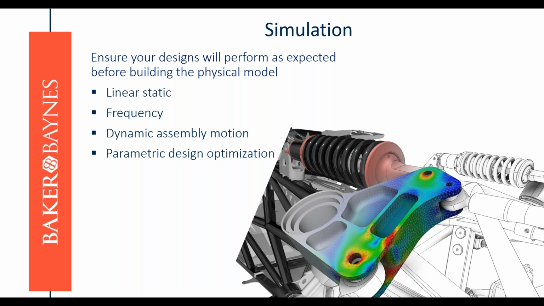Simulation. There are many ways to test your designs before creating any physical prototypes. Autodesk Inventor includes finite element analysis, FEA, at the part and assembly level. Gain valuable motion results in your assemblies with kinetic and dynamics studies. Specify ranges for the dimensions in your designs and choose the size that performs the best or reduces material costs. So you ensure your designs will perform as expected before building the physical model. Linear static, frequency, dynamic assembly motion, and parametric design optimization.